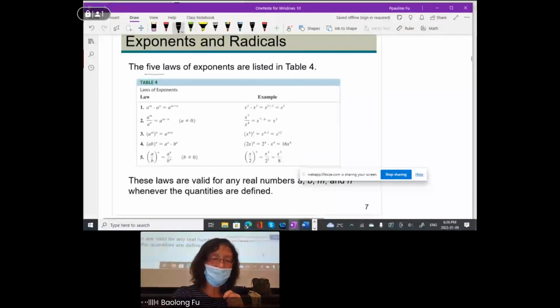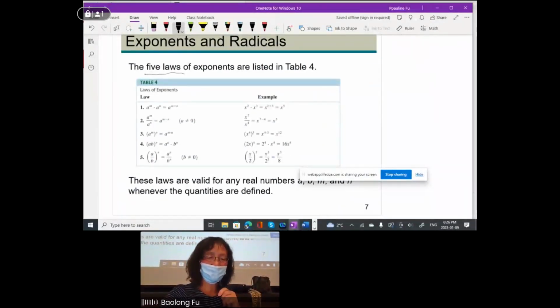There are some laws or rules for exponents. If you have x raised to power 2 times x raised to power 3, the base x remains the same. You add the exponents. Another example would be a raised to power 3 times a raised to power 5. So this would be a raised to power 8.